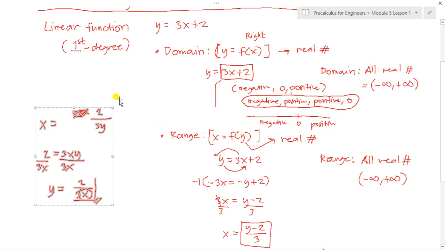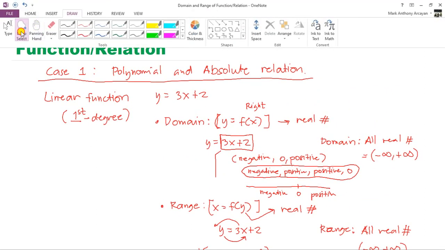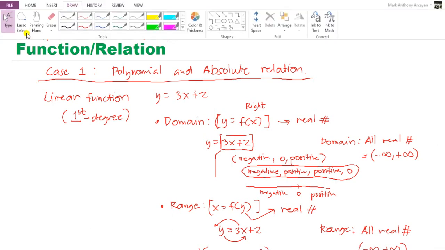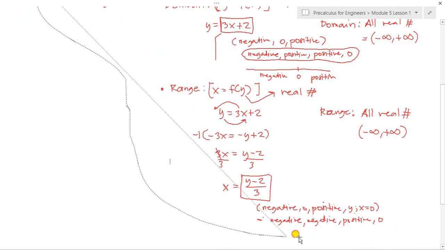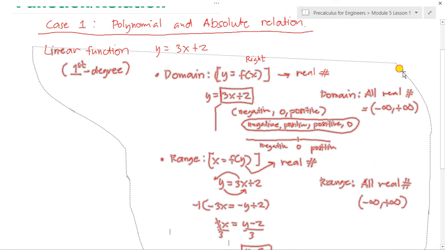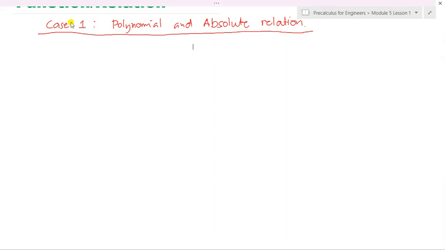Okay. Since we are already done with linear functions, let's proceed to the next. Our next topic is what follows linear functions. If you have first degree, of course, the next is second degree. Class, what is the other term for a second degree polynomial? Quadratic.